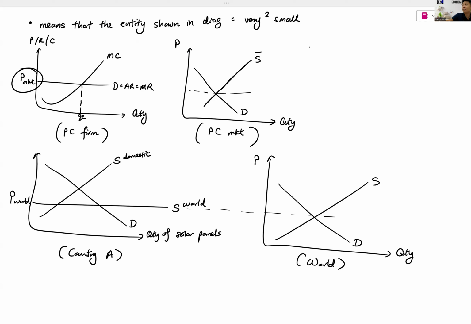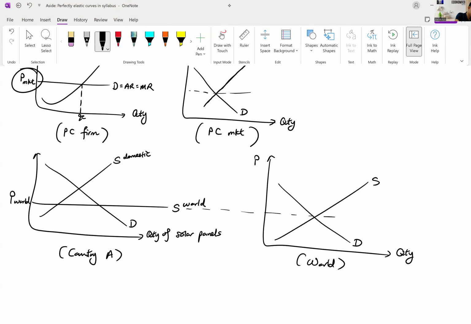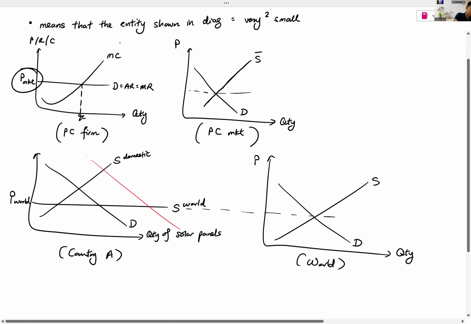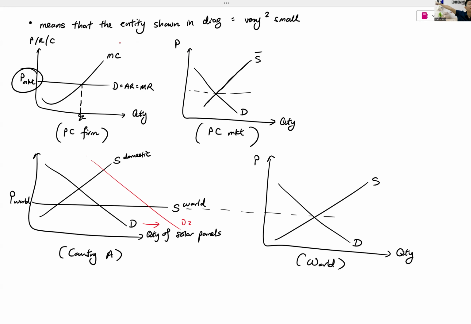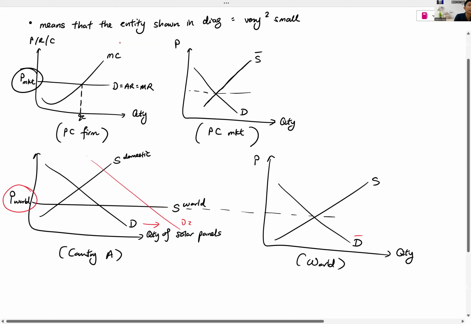If in this country A, tomorrow everyone wakes up and says, I'm going to buy 10 more solar panels, your demand shoots out. Okay? What is the impact on world demand? No change. Your country is too small. Even if you buy a lot, your DD shifts, this one barely budges. Once again, because this country is very small compared to the rest of the world. So there is no change in the world price regardless of how much you buy.